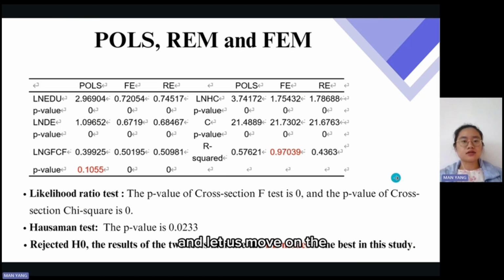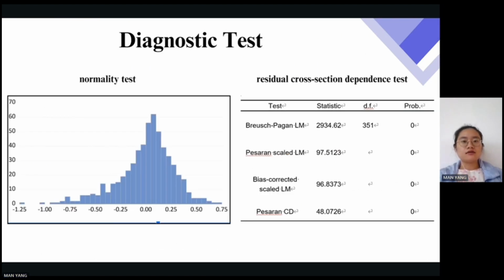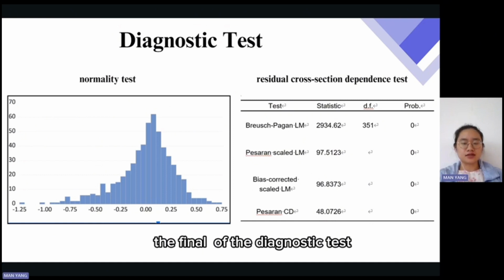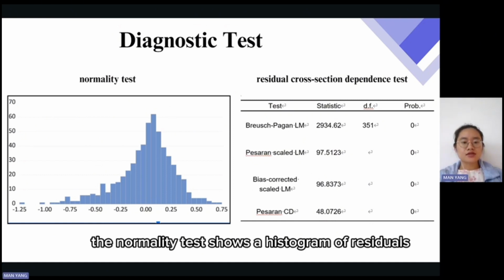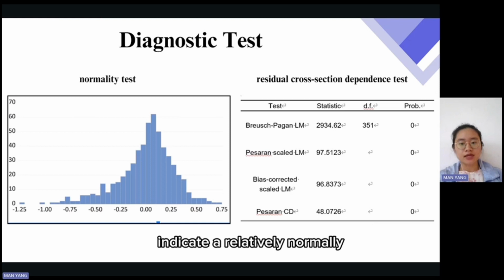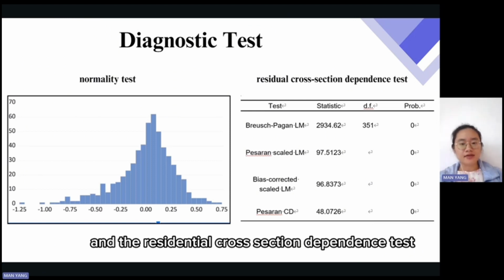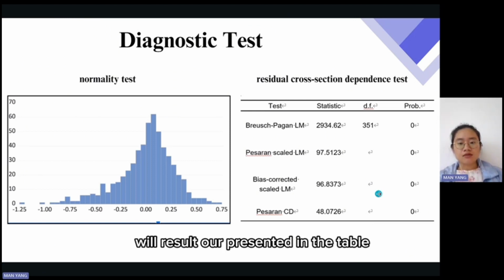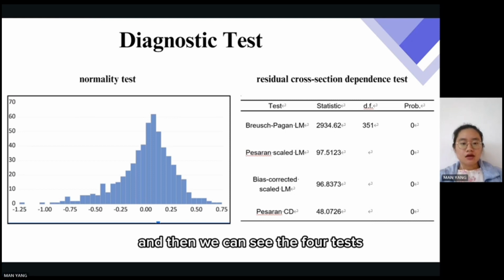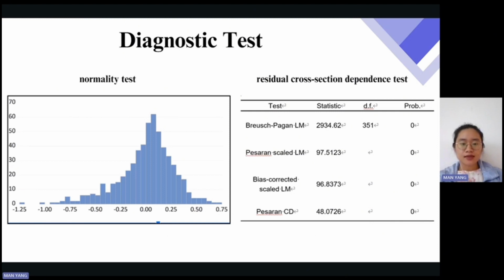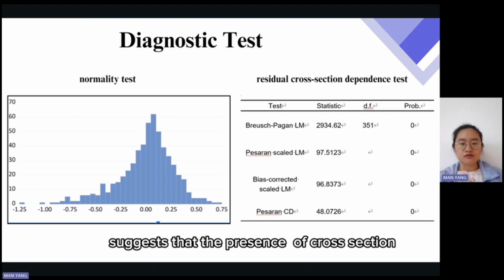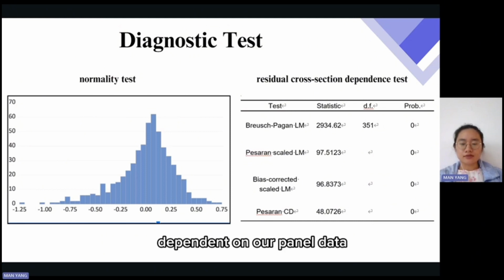And let's move on to the final diagnostic tests. The normality test shows a histogram of residuals indicating a relatively normal distribution with some deviation, and the residual cross-section dependence test results are presented in the table. And we can see the four tests all have significant p-values. This result suggests the presence of cross-section dependence in our panel data.